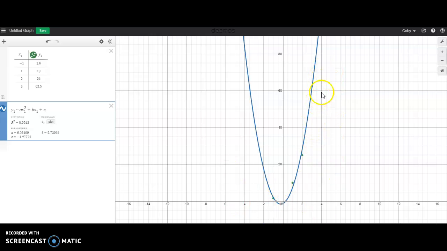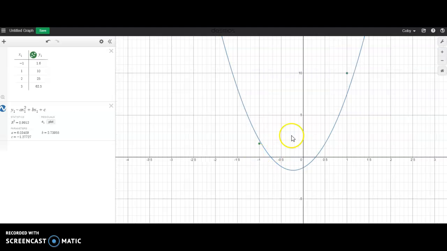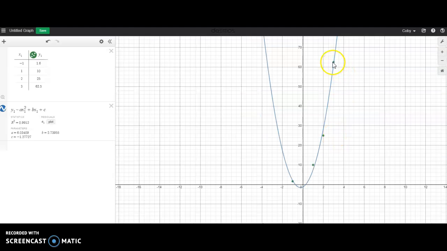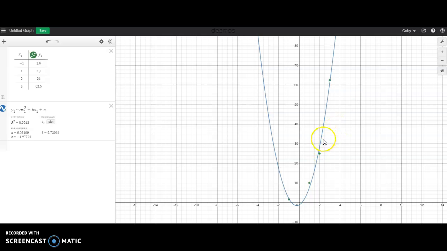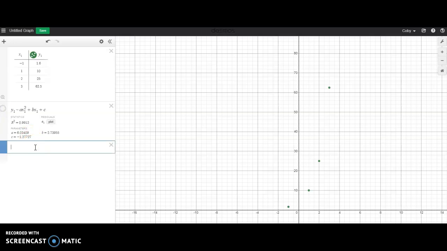Now I can see this blue parabola looks pretty accurate through those green points, but it's not perfect. It's a little bit off down here. On the second point it's off, and the third and the fourth one's pretty close. I'm thinking this might not be a parabola. I'm wondering if an exponential curve would match it even better. So I'm going to turn that one off. I want to find the exponential function that best matches the green points.